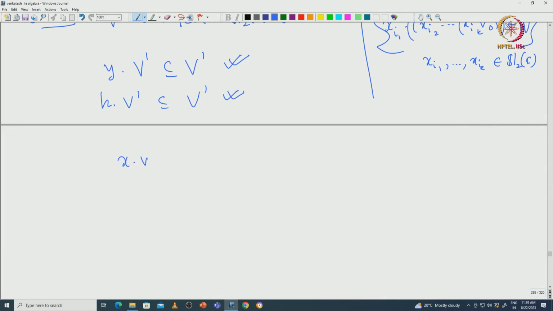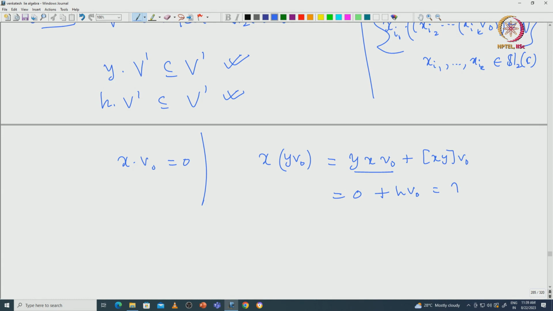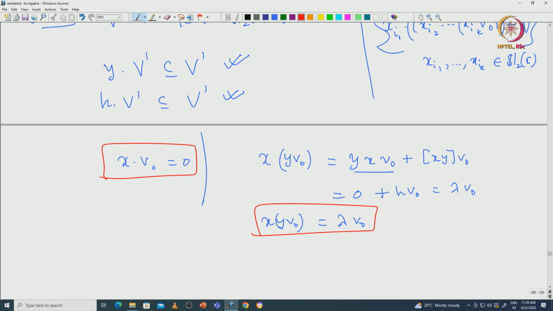If I apply x on V naught, it is going to give me 0, so there is no issue. If I apply it on y V naught, let us compute what is happening. I am allowed to switch, so I will get y x V naught plus bracket x y V naught. Since x is killing V naught, this is 0 plus bracket x y, which is h. So you get h V naught, and h V naught is nothing but lambda V naught. So x y V naught is given by lambda V naught.